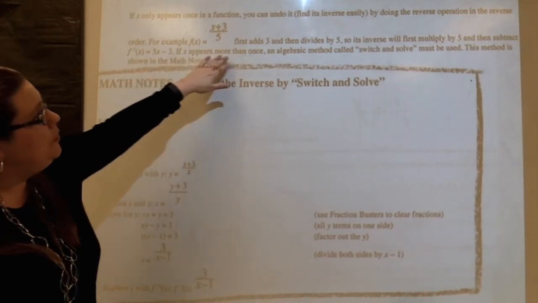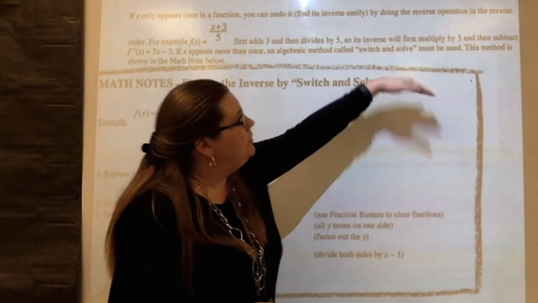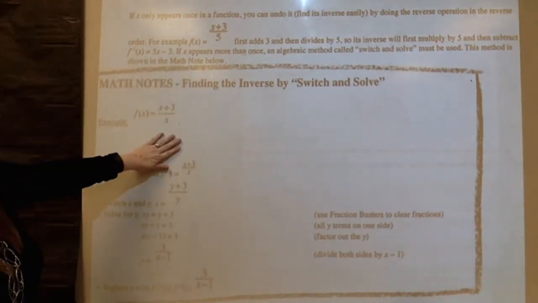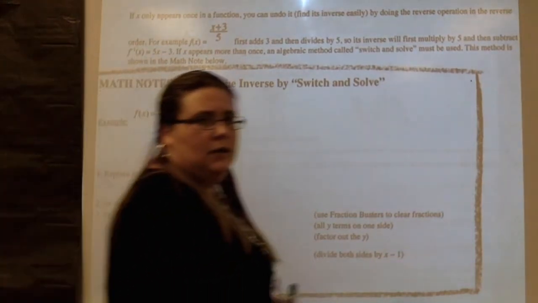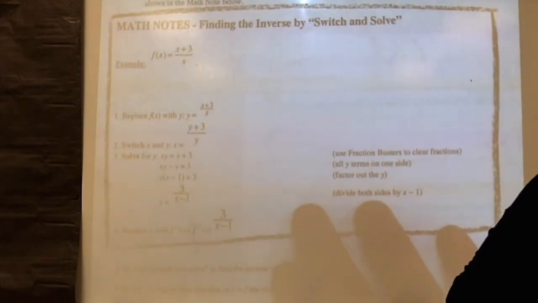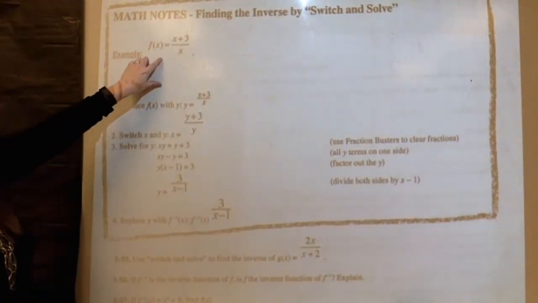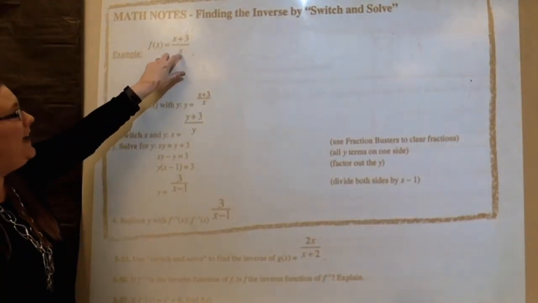But if x appears more than once, an algebraic method called switch and solve must be used. This method is shown in the math notes box below. Let's take a look at that a little more carefully. Finding the inverse by switch and solve. This is the equation that we're looking at, f of x equals x plus 3 divided by x.